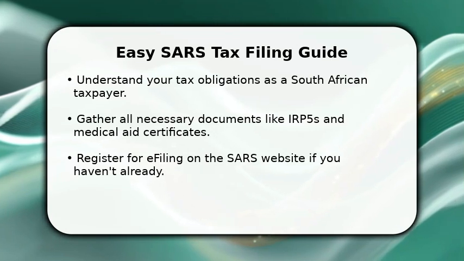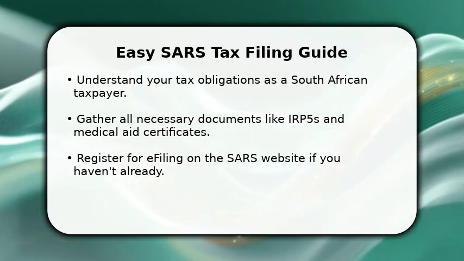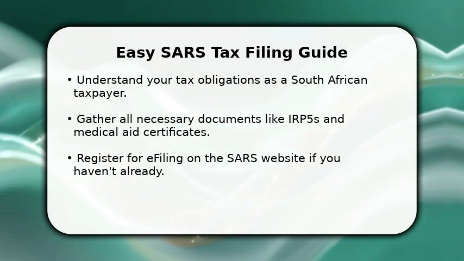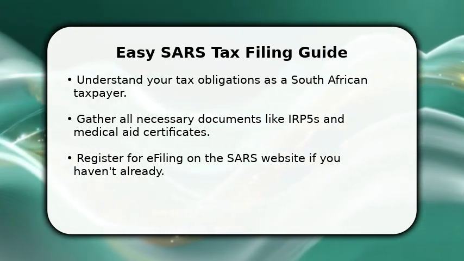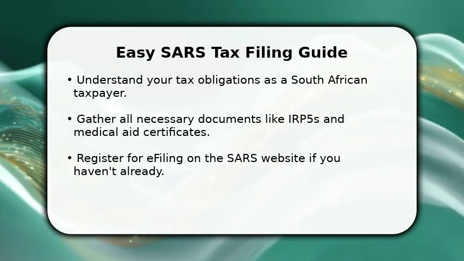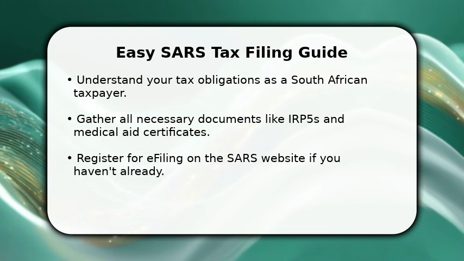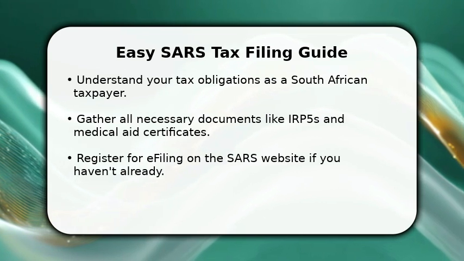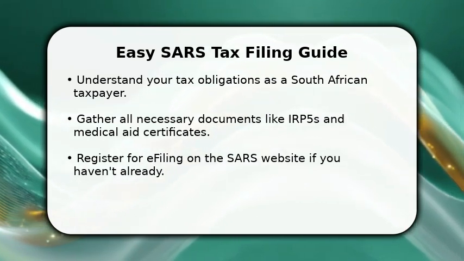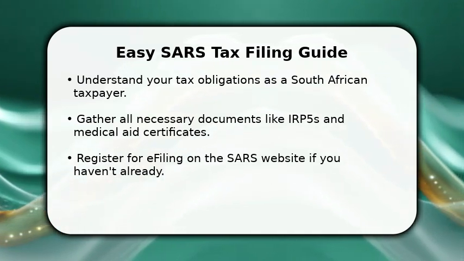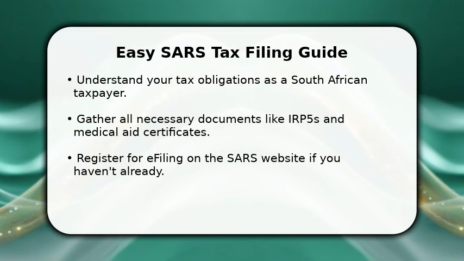Enjoy the video. In this video, I will explain how to file your taxes with SARS. First, ensure you understand your tax obligations as a South African taxpayer. Next, gather all your essential documents, such as your IRP-5 certificates and medical aid statements. Finally, if you haven't already, register for e-filing on the SARS website. This platform is crucial for a smooth and efficient tax submission process.